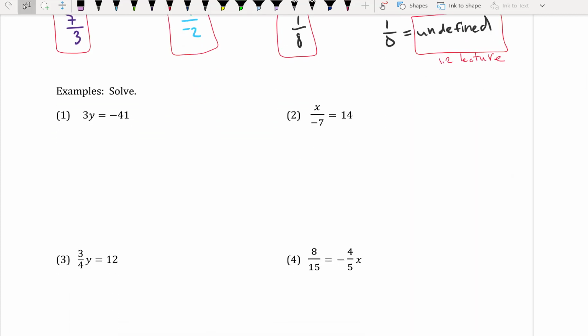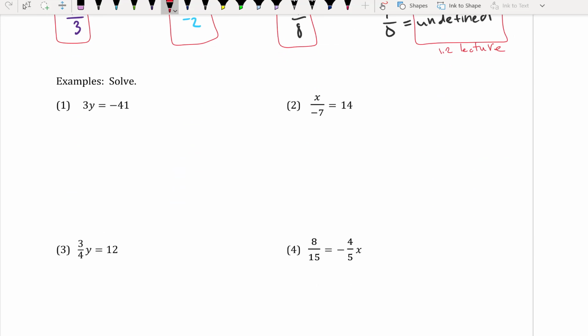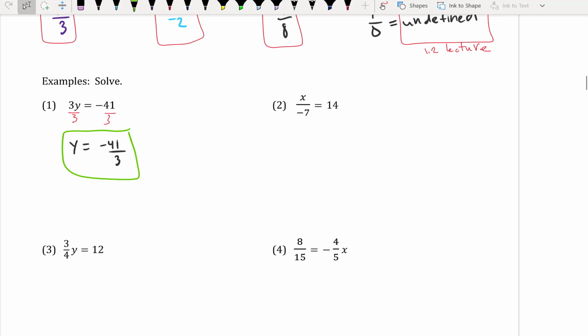Now we want to solve. So here, if I'm going to solve for my y value, I would divide by 3 since the opposite of multiplication is division. So I have y is equal to negative 41 over 3. And we want to keep the fraction.